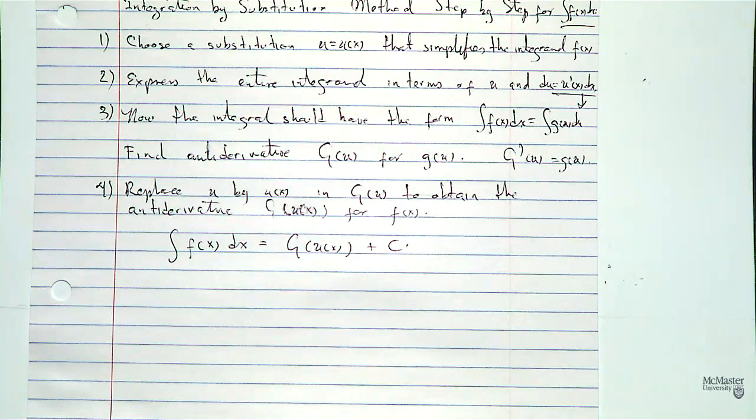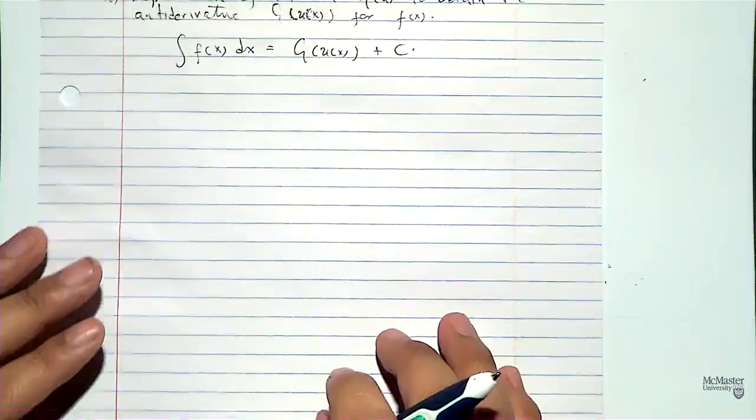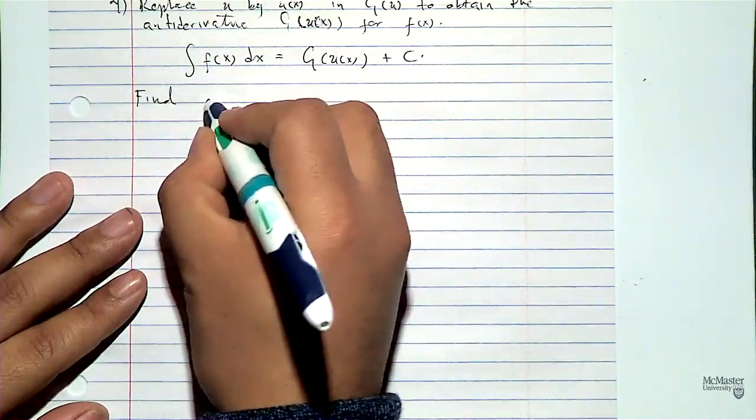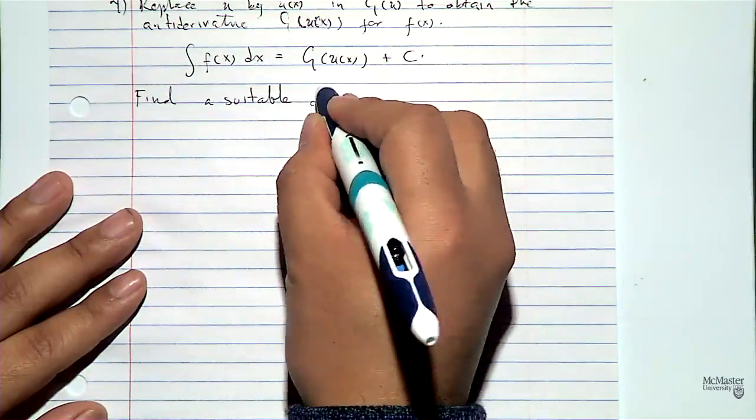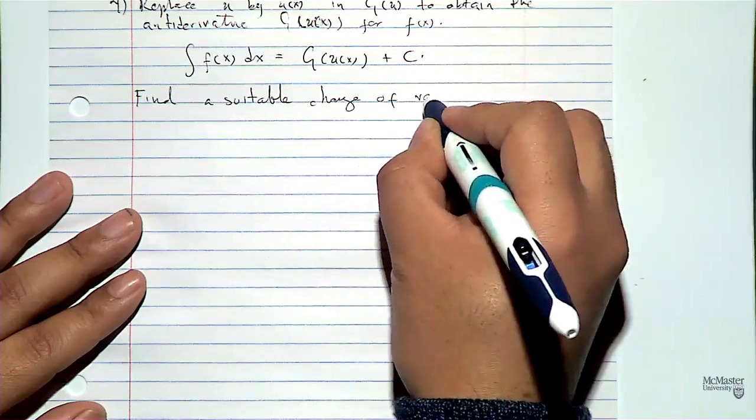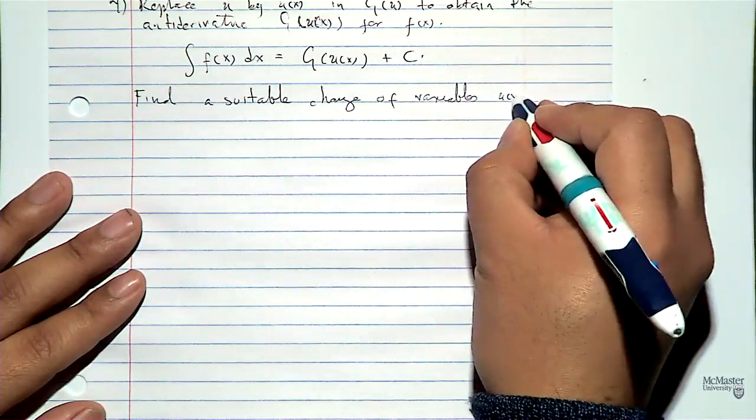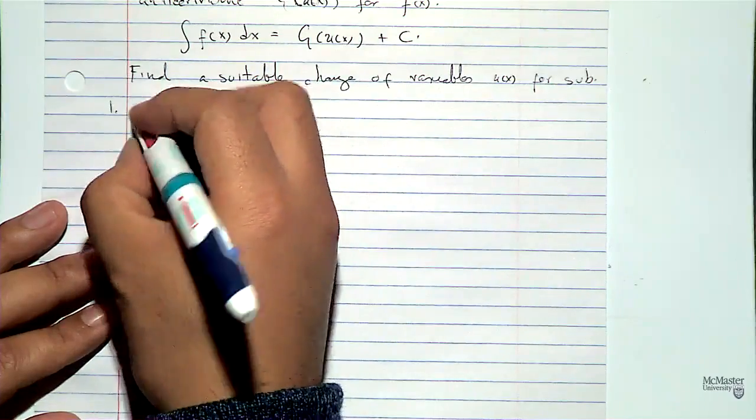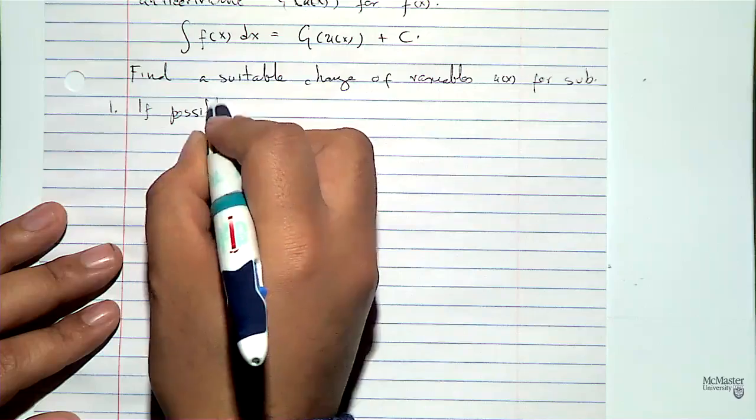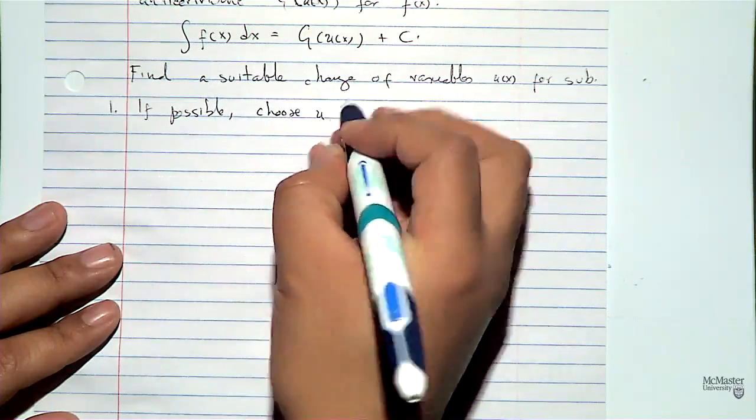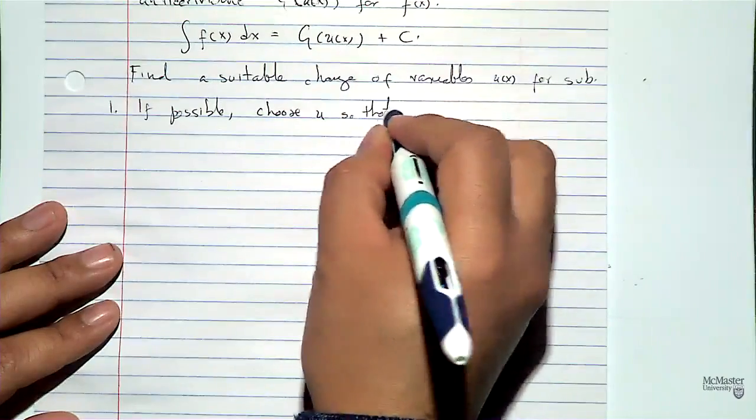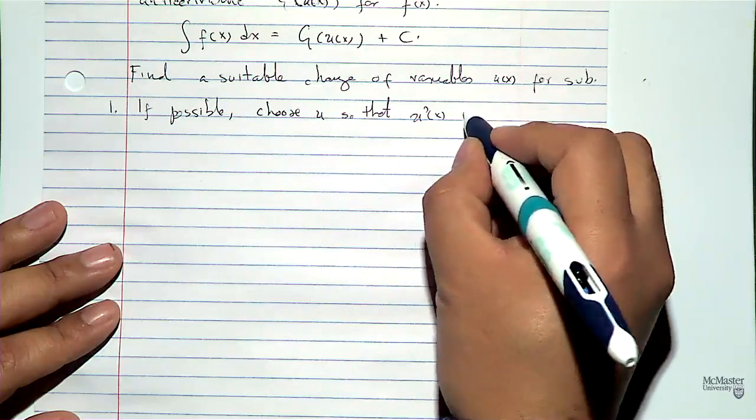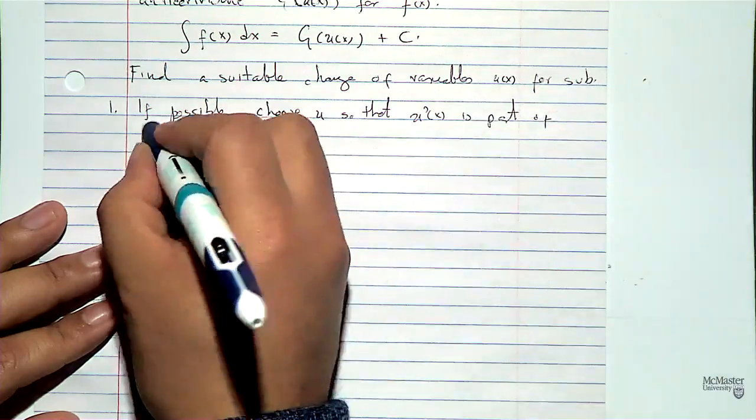So, the last piece of info is how to find a suitable change of variables for the substitution. The first one is, if possible, choose u so that u prime of x is part of the integrand.